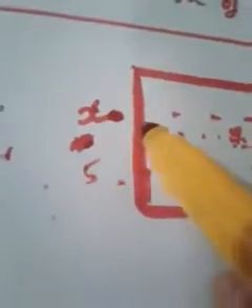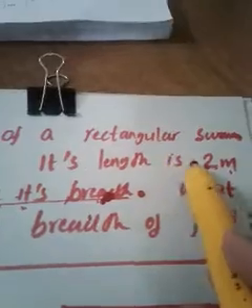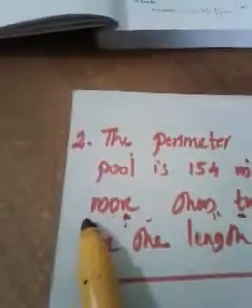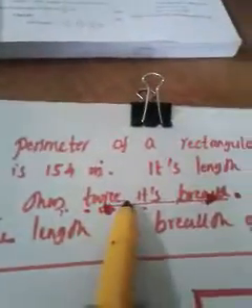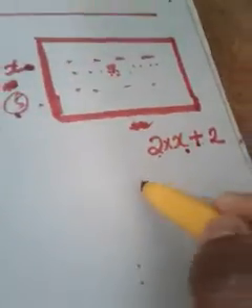You may have understood, isn't it? Suppose the breadth is 5. What will be the length? In order to get the length, you have to read this sentence: 2 meter more than twice its breadth, that means 2 plus twice its breadth. What is breadth here? 5. What is twice of 5? 10. Then plus 2. 10 plus 2 will be 12 here.